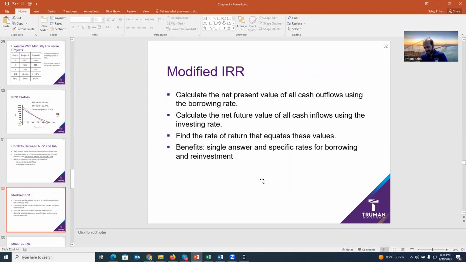Now, what is the modified IRR? Basically, in modified IRR, you have to tweak the cash flows in a way so that finally you do not have cash flows that change signs more than once, okay? Initially you could have cash flows that change signs more than once, but going forward, if you tweak those cash flows, you should not have signs changing more than once. So you have to tweak the cash flows.